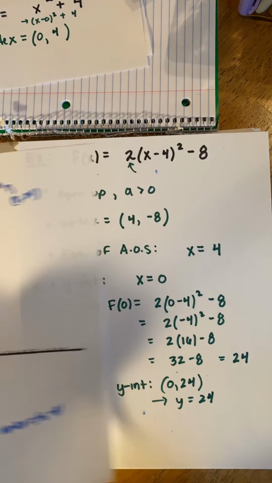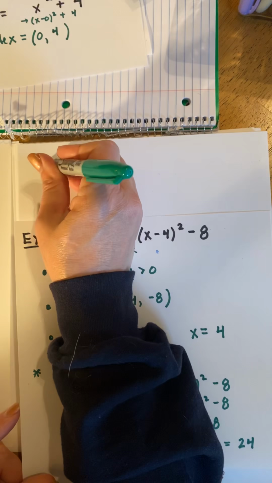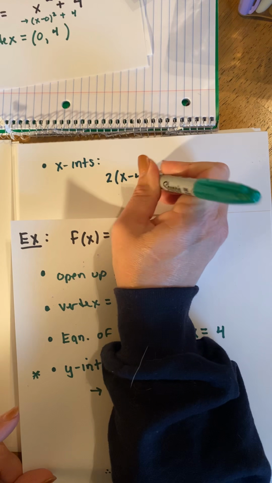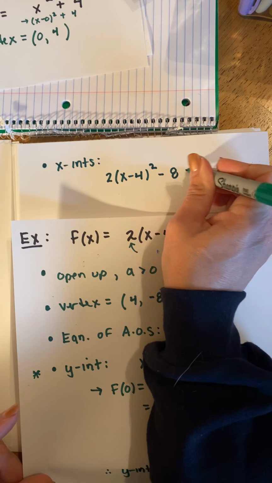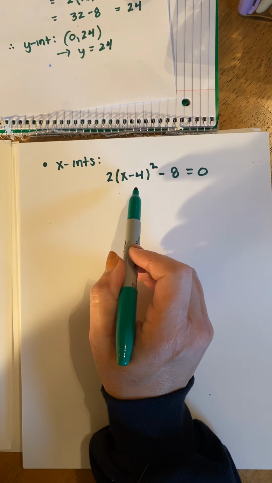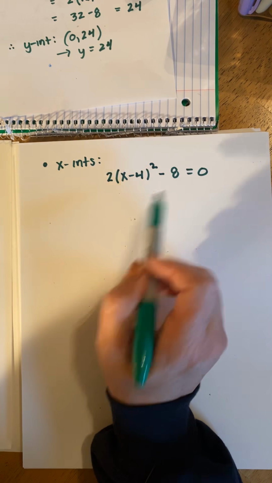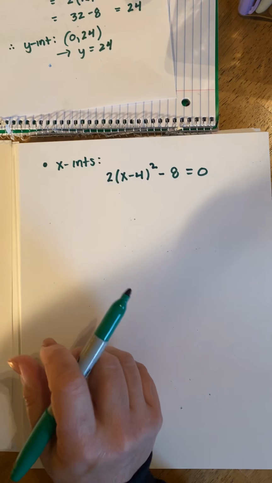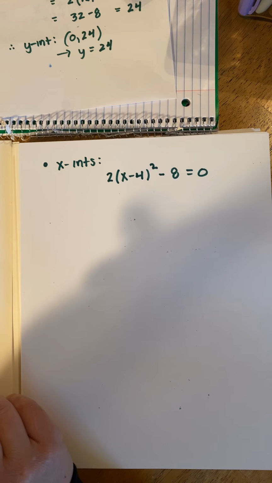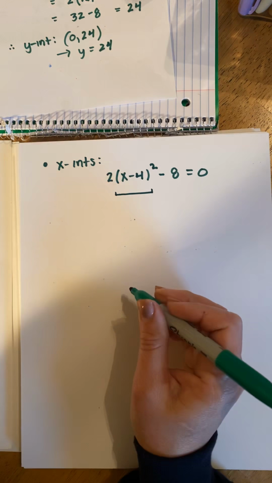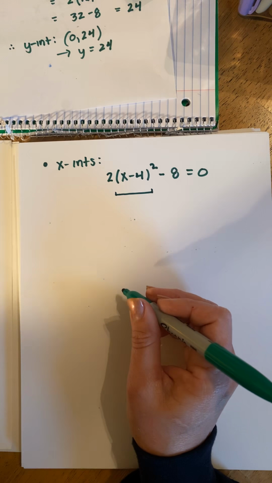To find where it crosses the x-axis, we are going to find the x-intercepts, or the zeros of this function. So for the x-intercepts, 2 times x minus 4 squared minus 8 equals 0. Now it might be your instinct to multiply this out, distribute the 2, and then use maybe the quadratic formula or try to factor. But when it's in this form, think back to 8.1. It's set up in a form that's really nice for us to use. If we can just isolate what's being squared, we can use the square root property. The square has already been completed for us.